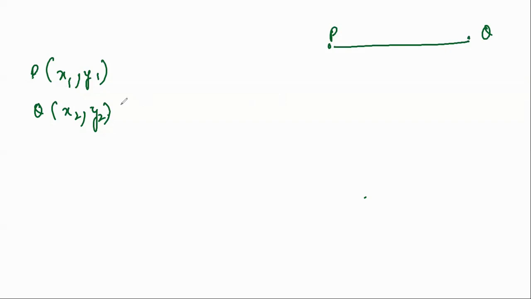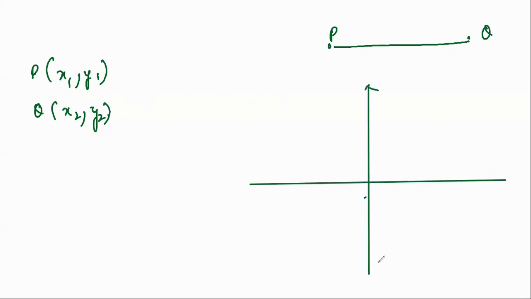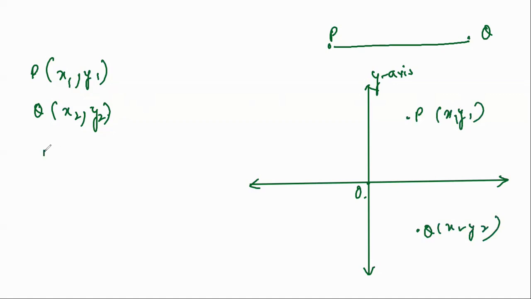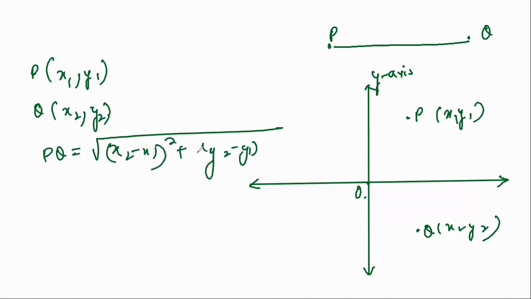So let's draw the Cartesian plane and just assume. Let's say this is the Cartesian plane in which the vertical line is the y-axis and this is the x-axis, and this is the point of intersection. Let's say this is point P in the first quadrant and this is point Q in the fourth quadrant. When we join them, this is x1, y1 and this is x2, y2. So what is the distance formula? The general distance formula is the square root of (x2 minus x1) whole square plus (y2 minus y1) whole square.